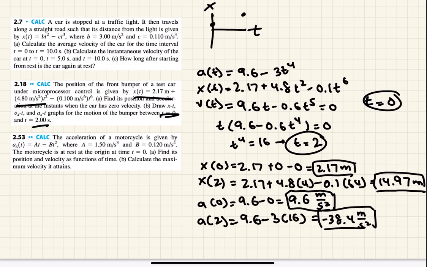and let's actually start with acceleration because it's easiest to find. That's just 9.6 minus 3t to the power 4. We can even graph that. So it starts at 9.6 at 0 and goes all the way to negative 38.4 meters per second squared. And so we know it looks something like this because it's in the form negative 3t to the power 4.